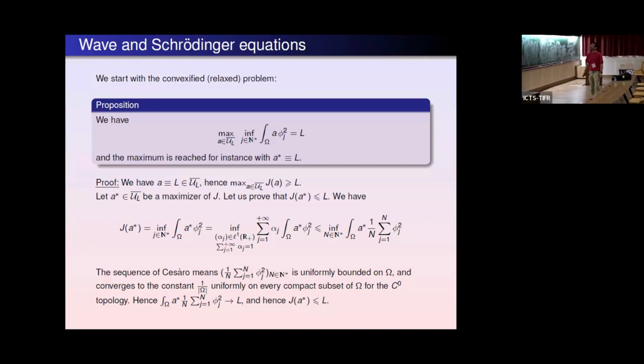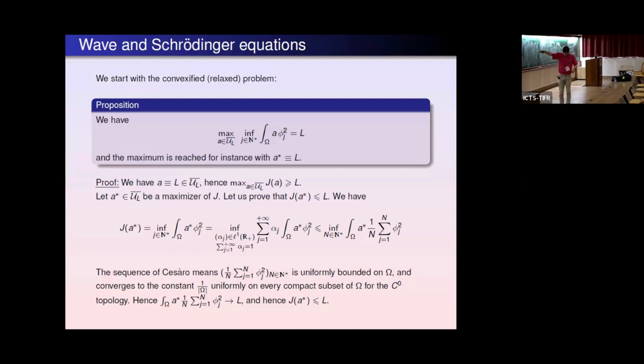And this is the converse inequality that is coming from microlocal analysis. So let us prove that the maximum of J is less than L. So let A star be a maximizer. What do we have? So J of A star is by definition the infimum over j of the integral of A star phi j square. Let us use again the trick I was given here.